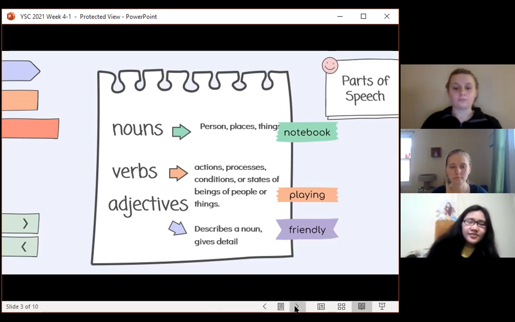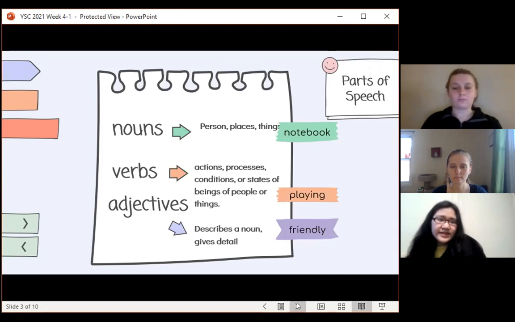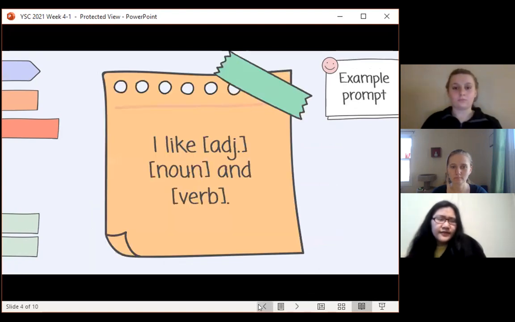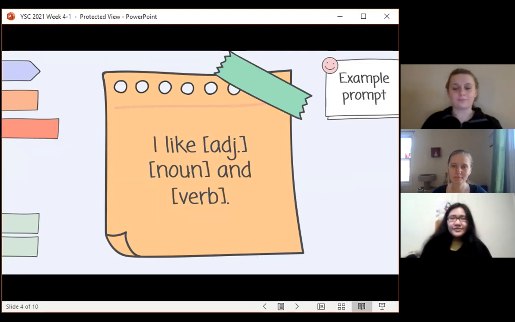So now let us try doing an example Mad Lib. So here we go. I like blank, blank, and blank. So looking at the previous examples, we can say, I like a friendly notebook and playing. There we go. So with the example prompt, now that we filled them in with one adjective, one noun, and one verb, and we chose the prompt, then we can try to describe it. So I like friendly notebooks and playing. Maybe you can describe why you like those things, or whatever your heart desires, whatever makes sense.